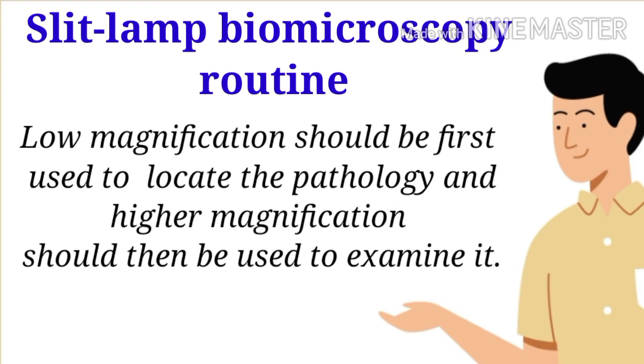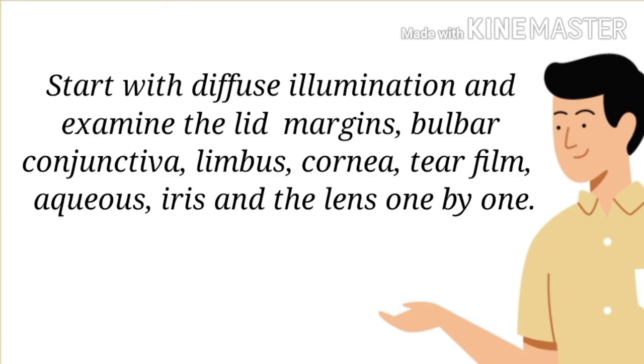Start with diffuse illumination and examine the lid margin, bulbar conjunctiva, limbus, cornea, tear film, aqueous, iris and the lens one by one.